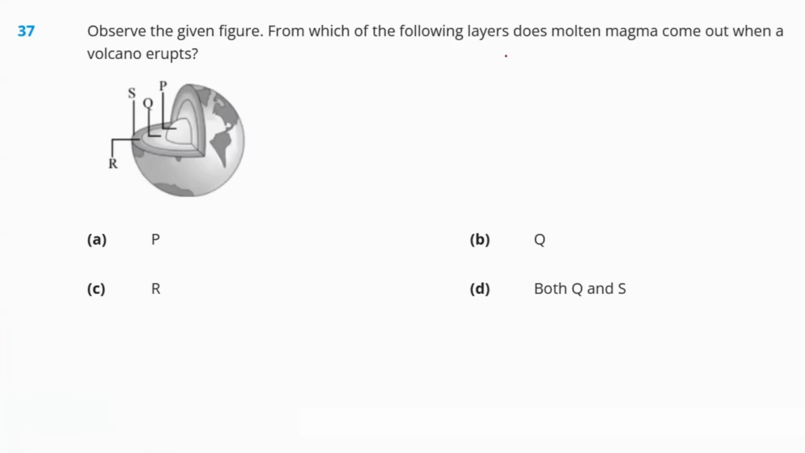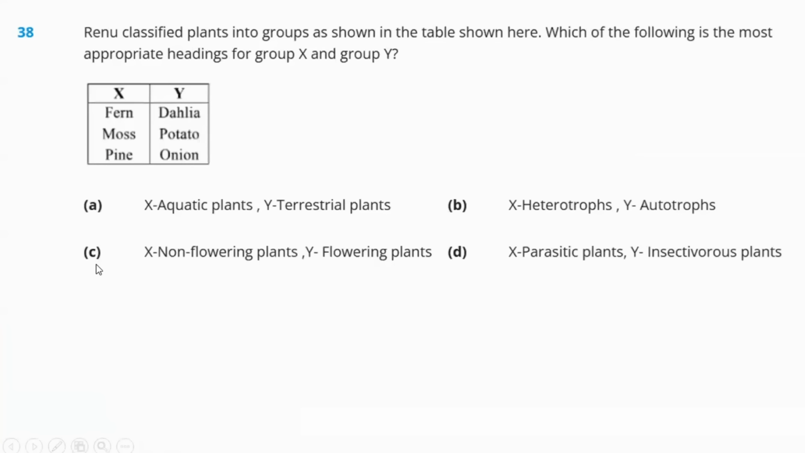Question number 37. Observe the given figure. From which of the following layers does molten magma come out when a volcano erupts? It is from the R, from the middle part, from the mantle part of the earth layer. 38. Denu classified plants into groups as shown in the table shown here. Which of the following is the most appropriate heading for group X and group Y? Fern, mosses, and pine, dahlia, potato, and onion. So fern, mosses, and pines are the examples of non-flowering plants. Dahlia, potato, and onion are from the flowering plants. So our answer would be option number C here.